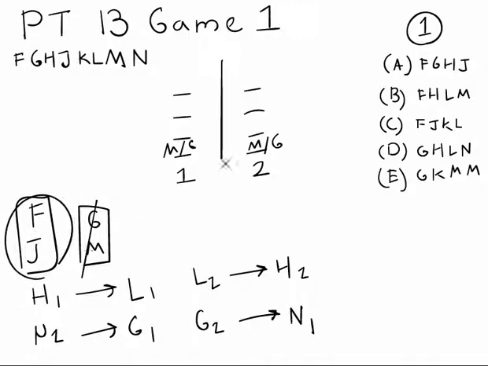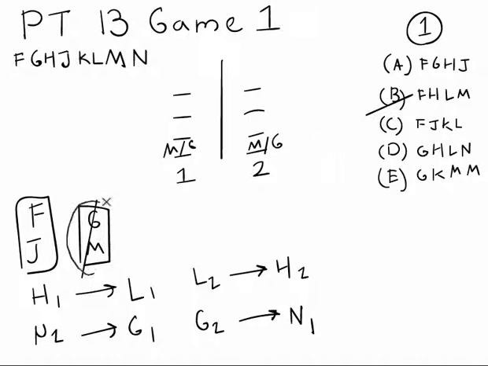First we look at our FJ rule. F and J are together here, that's fine. They're split up here, so that's out. They're together here, that's fine. Here they must be together in group 2, so that's fine. Same here. So only B is eliminated from that rule.